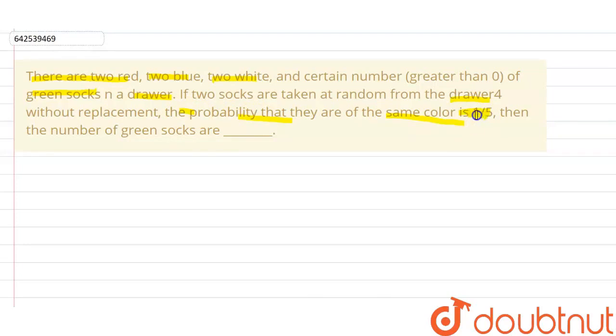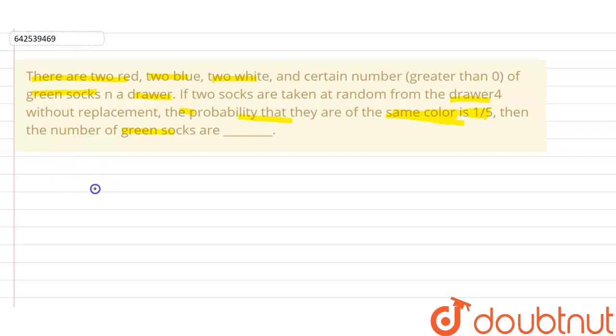We are given the probability. Then we need to find the number of green socks. We are given the probability that when two socks are pulled out from the drawer without replacement, they get socks of the same color, and the probability of that is 1 by 5. We need to find how many green socks there are in the drawer. So for that, let's start with the solution.